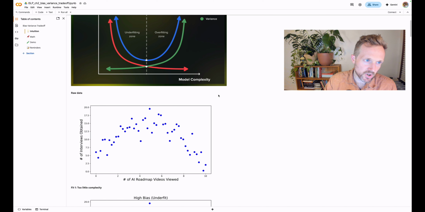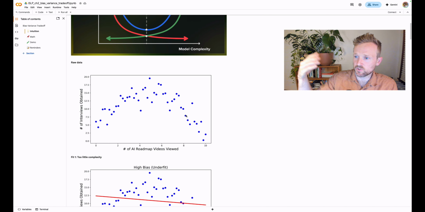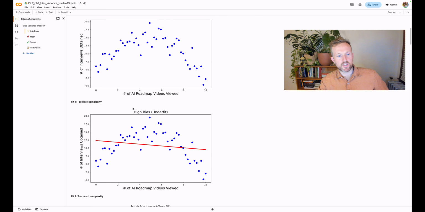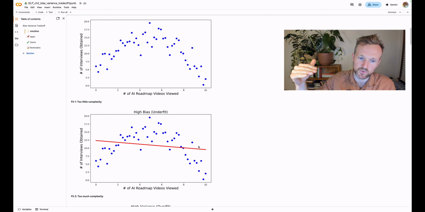So starting with a very simple example, let's say you have some raw data, right? So you have this plot, you have an x-axis of number of AI roadmaps viewed. So this is your independent variable. And then your dependent variable, or your y, is number of interviews obtained, right? And you want to fit a model to this data. So you start off with a line, right? Linear regression, and you get something that looks like this. So that is high bias, right? Low variance. We'll get into exactly what that means, but this is what it looks like, right? It's underfit.